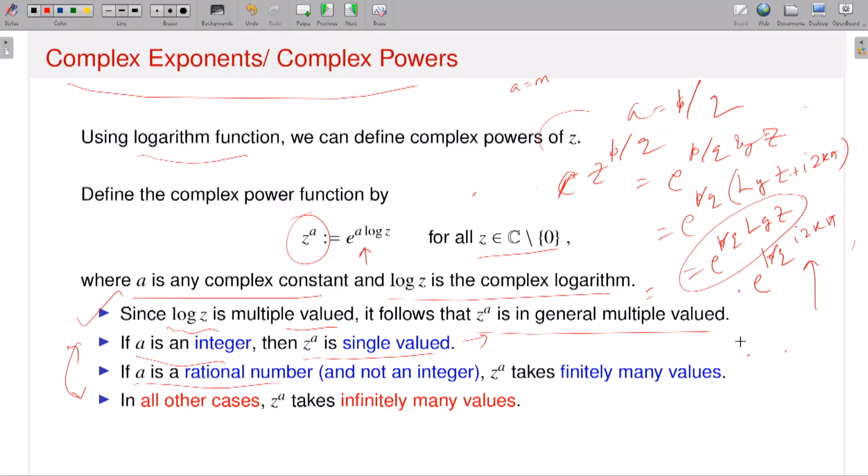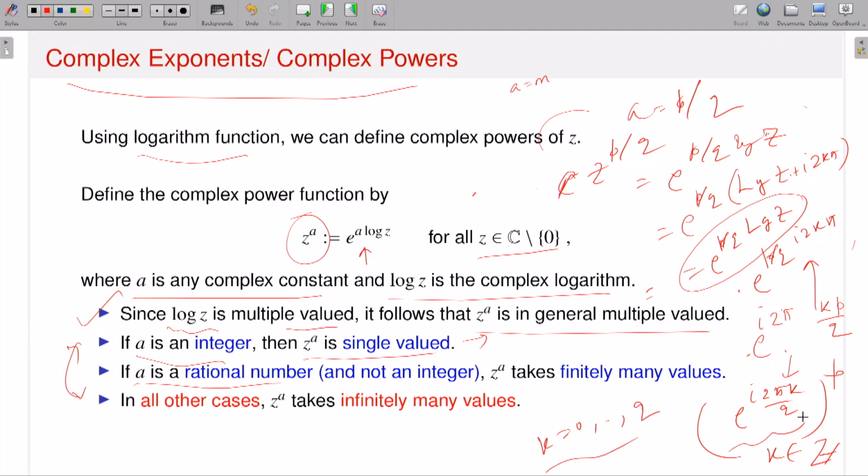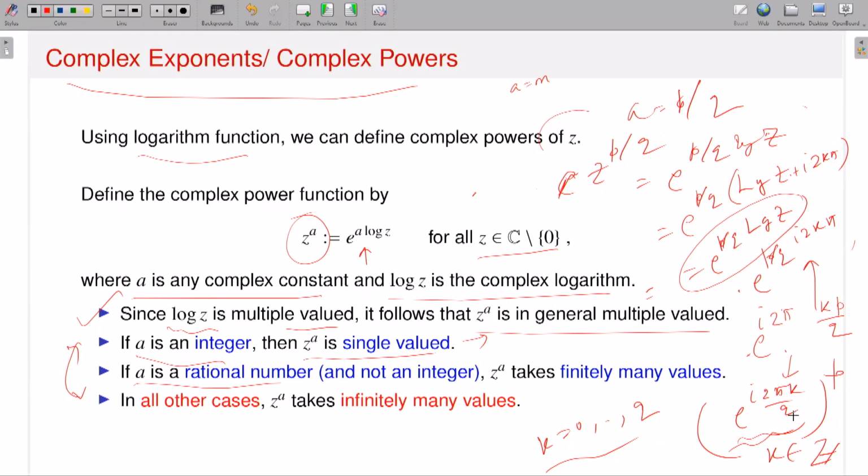Now look here. This should actually be e to the power i times 2π, and then you will have kp divided by q, right? There are many ways you can do that. You can say this is e to the power 2πk divided by q, to the power p. Now look, k runs over the integers. If k takes values from 0 up to q minus 1, it will give how many values? q is an integer, so finitely many values.